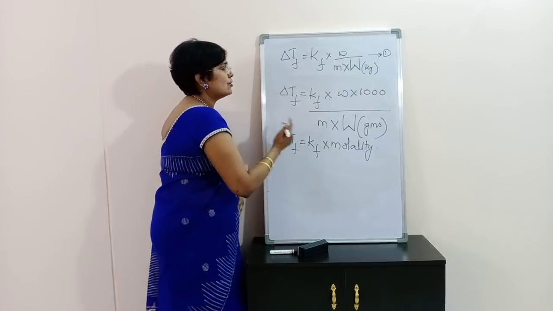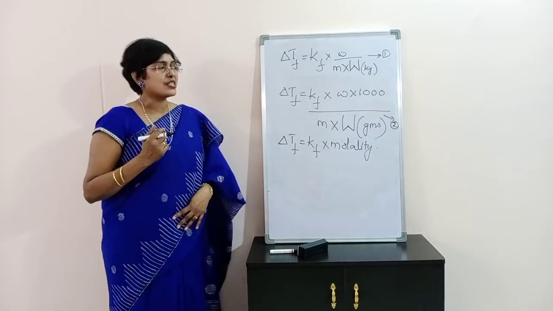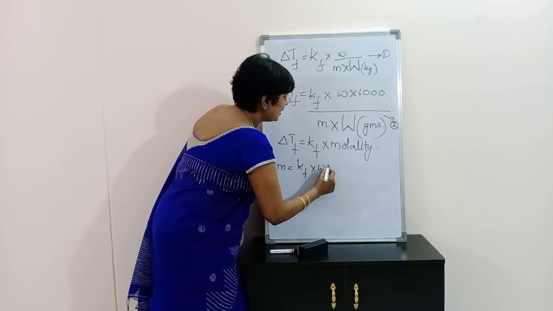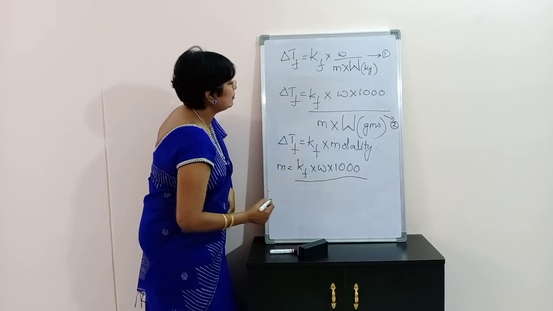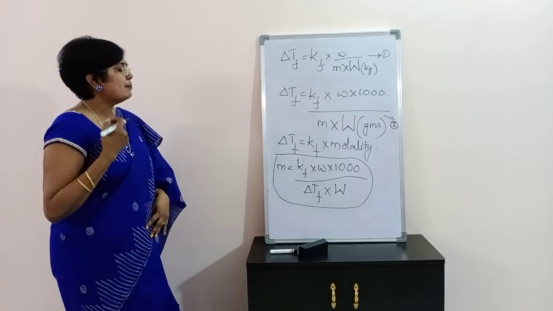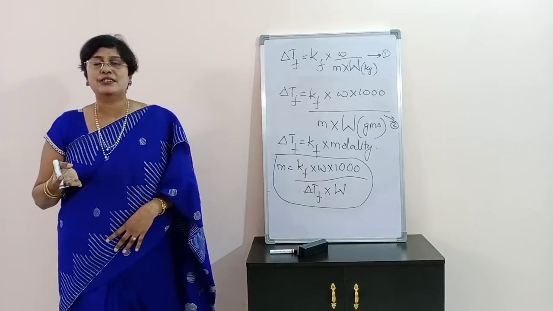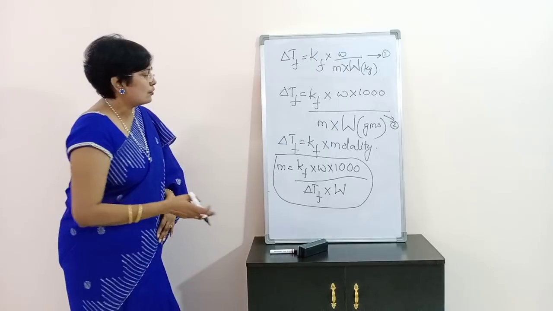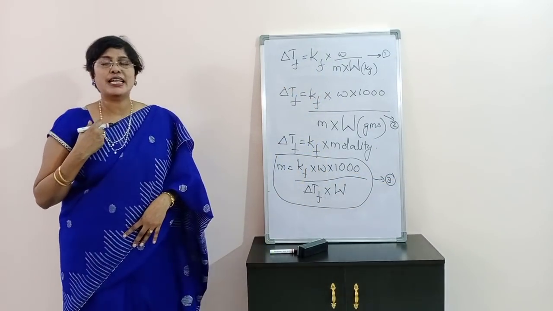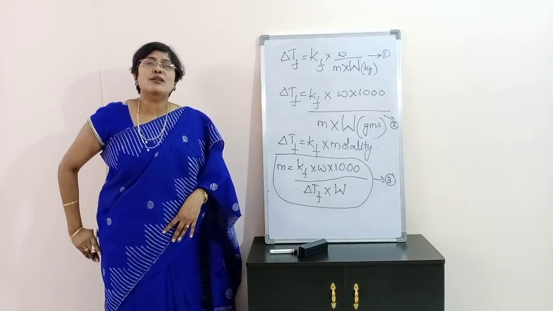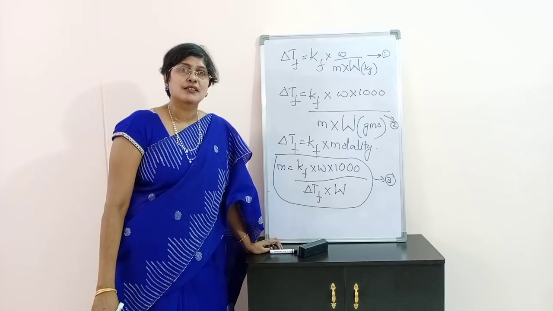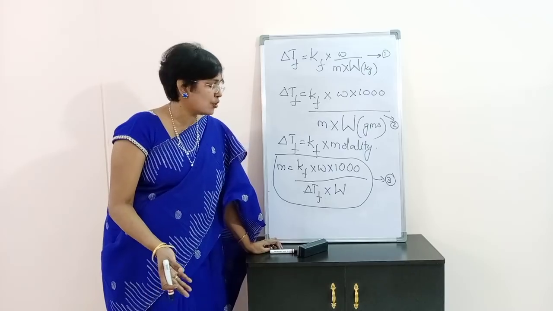Now, from this expression, students, give this equation number 2. From this expression, write down m is equal to, just cross multiplication, students, Kf into small w into 1000 divided by delta Tf into capital W. So, m is equal to Kf into small w into 1000 by delta Tf into capital W. From this expression, give this as equation number 3. From equation 3, we can determine the molecular weight of non-volatile solute from delta Tf. Full stop.